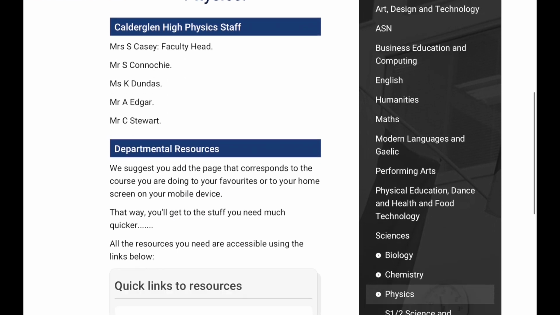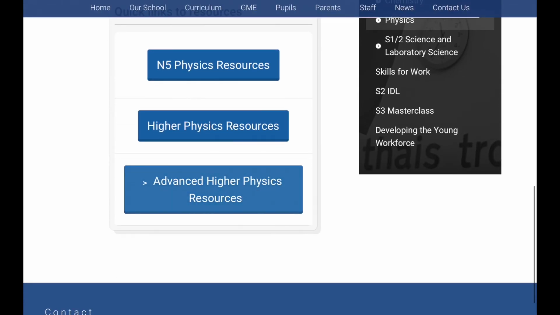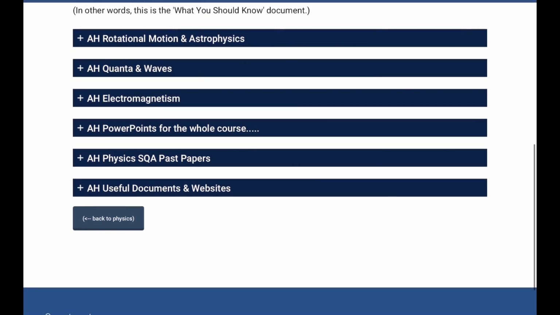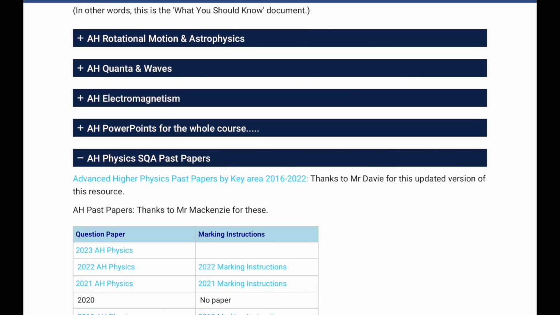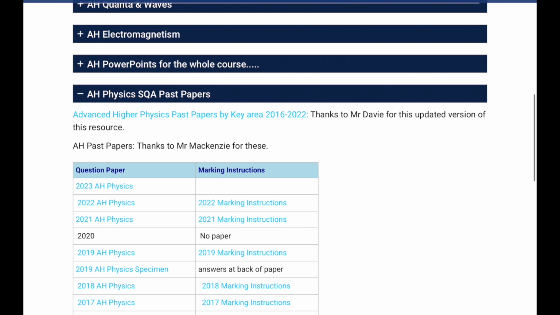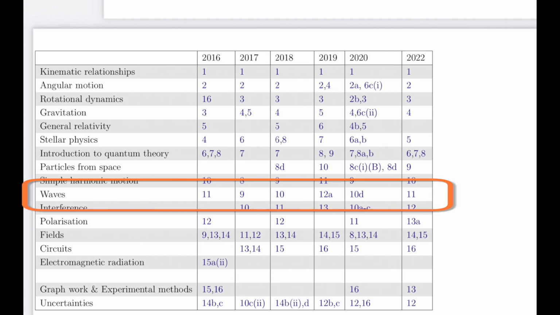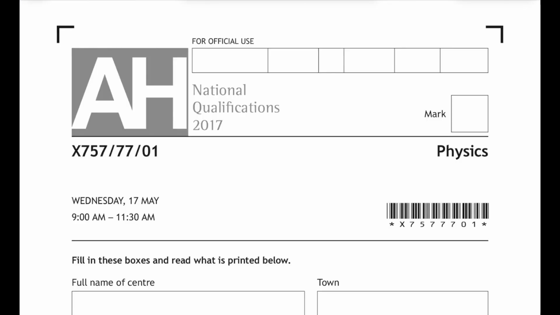Okay, hi folks, welcome back to another look at some Advanced Higher Physics past papers, and this time it's the turn of waves. That's the travelling wave equation and stationary waves, so let's have a look at a couple of questions on them from Mr. Davies, Advanced Higher Past Papers by Key Area, Interactive PDF. And there's the waves questions there. We're going to have a look at 2017 question 9 and 2022 question 11.